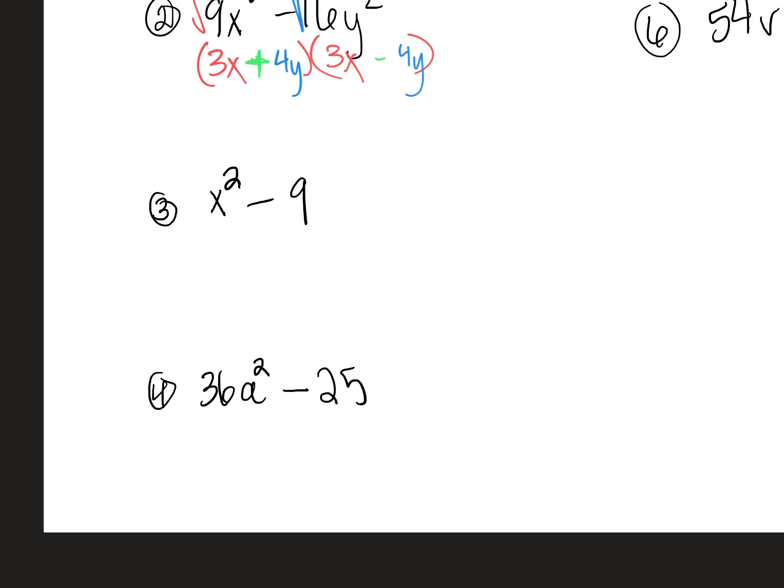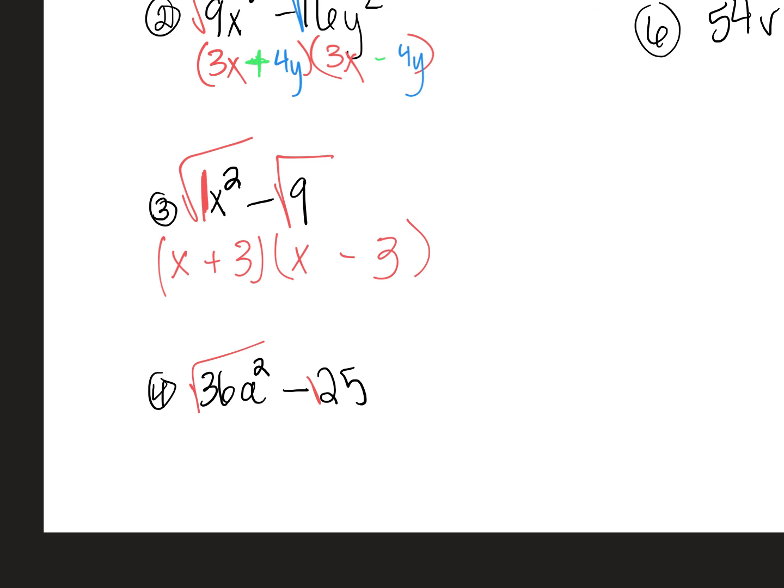Number 3. So remember everybody's favorite, the invisible ones, right? So square root of 1x squared is just 1x. Square root of 9 is 3. And again, that plus and that minus. Number 4. So 6a and 6a, 5 and 5, plus and minus.